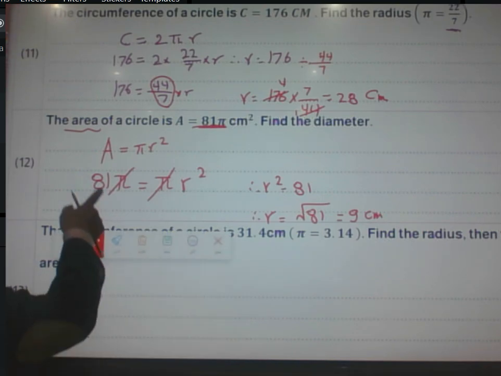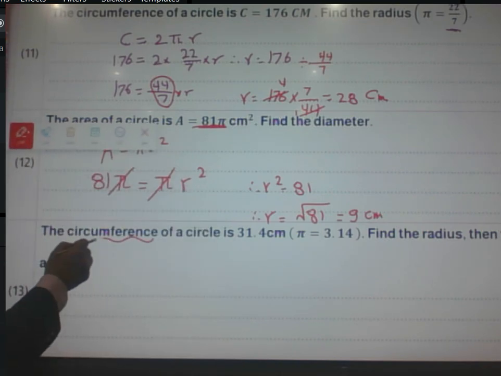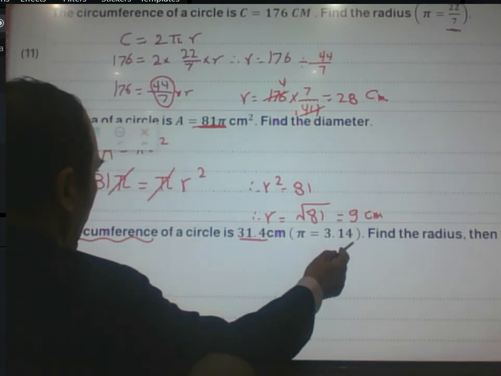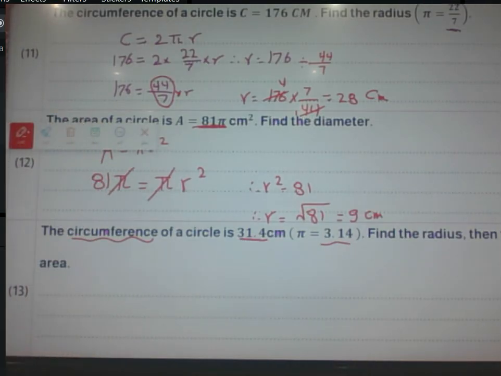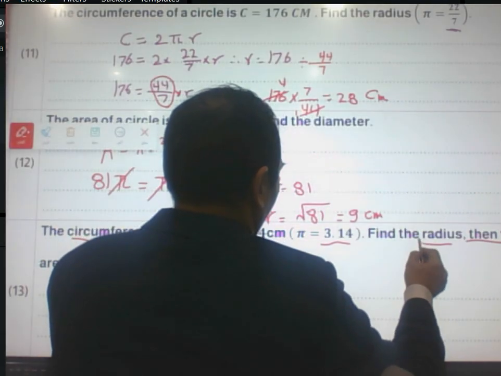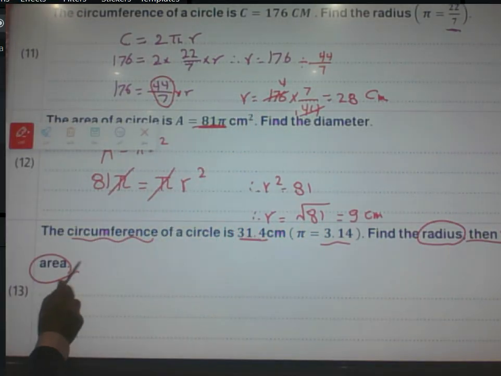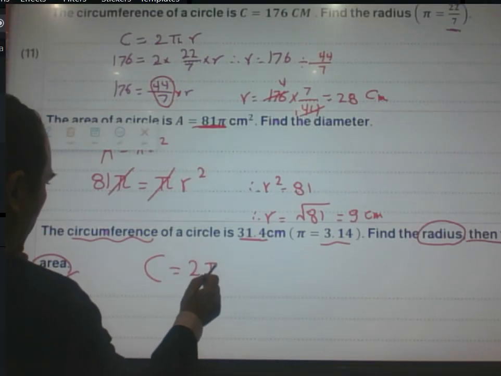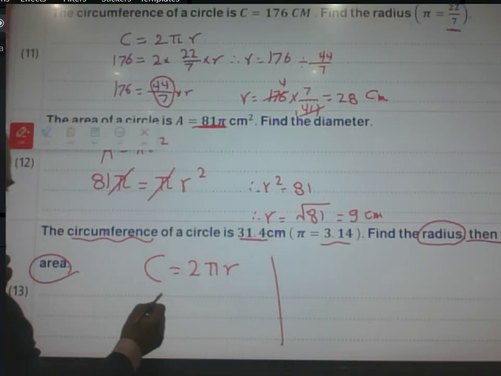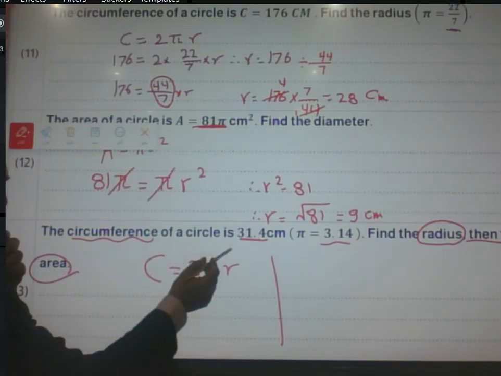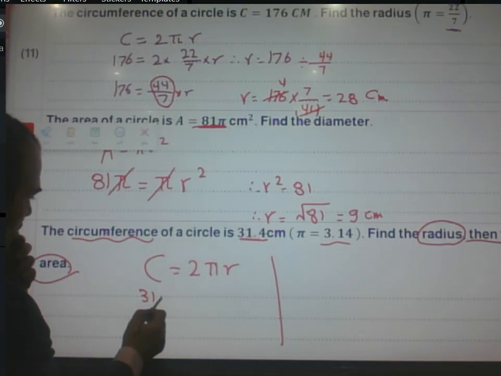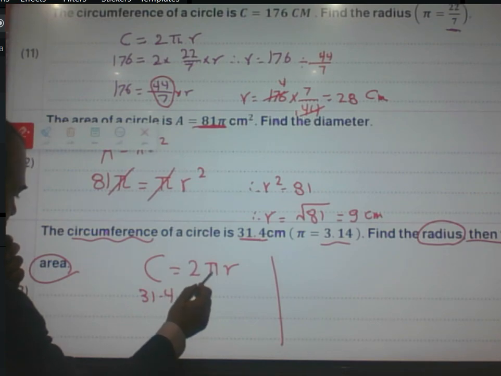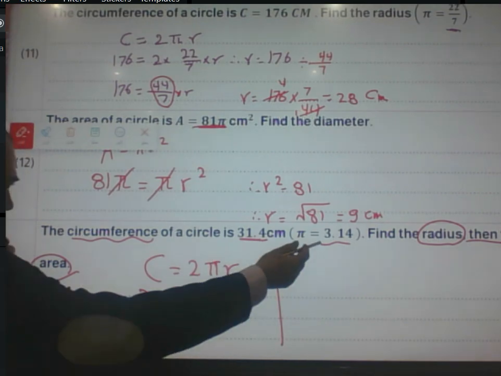Okay. Next question. The circumference of a circle is 31 and 4 tenths centimeters and pi equals 3.14. First find the radius and second find the area. Okay. We can use here the rule circumference equals 2 pi r. This means the value of circumference equals 31.4. Give me 31.4 equals 2 times the value of pi. We know pi equals 3.14.